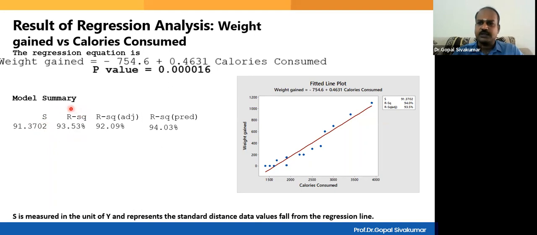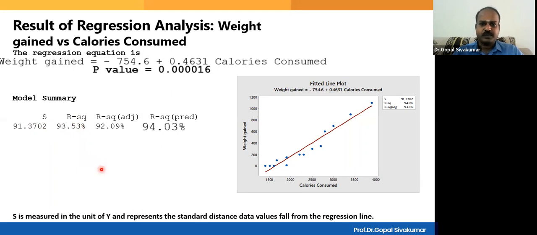And now R square should be higher. R square is a measure of the strength of the relationship, influence of the relationship. You remember when we squared the R value, we got 94%. That is what is appearing here, 93.53, right? So we need a higher R square value. R square value above 80% is considered to be a good regression equation.